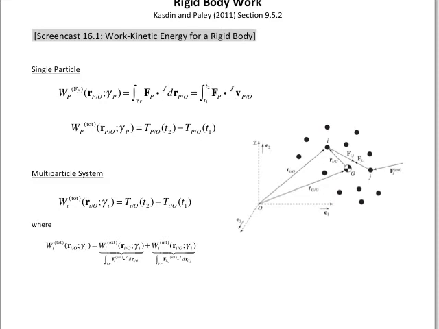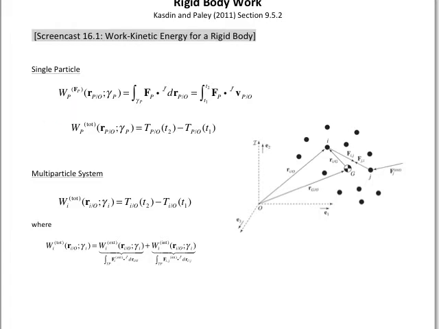So now we've established how to calculate the kinetic energy for a rigid body. And we've said that for the kinetic energy, there's a translational kinetic energy and a rotational kinetic energy. So now let's relate those to the work of a rigid body. We'll start with our definition that we've established for a single particle.